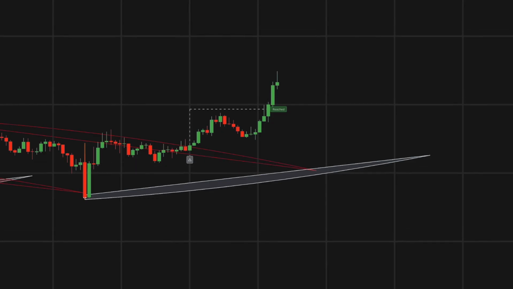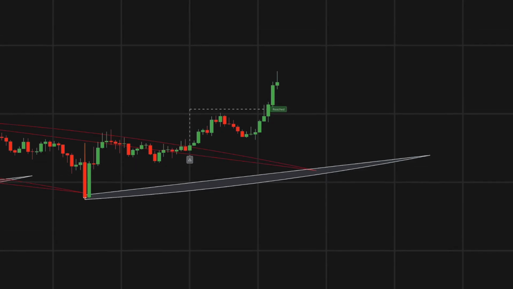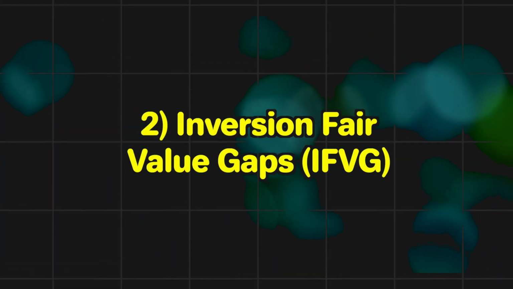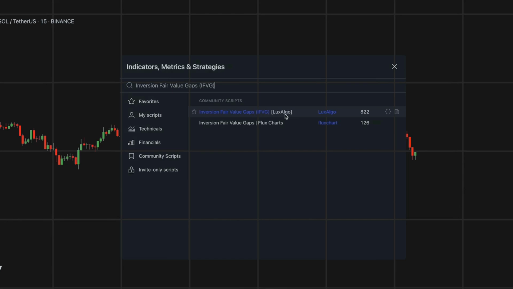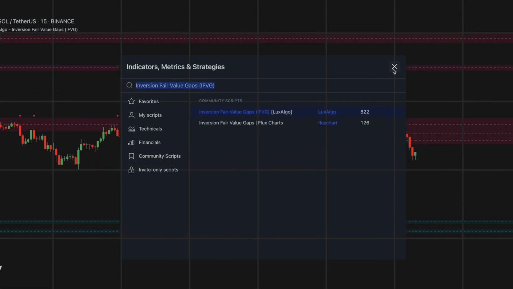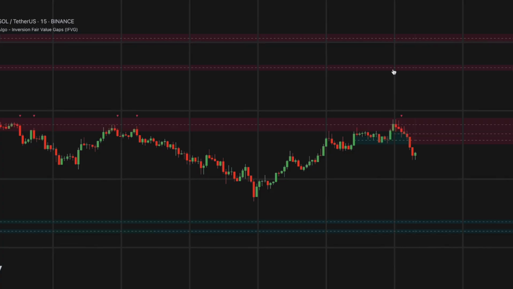If you think the indicators discussed so far are great, wait until you see the next tool. The second indicator on my list is called Inversion Fair Value Gaps by Lux Algo. This brand new script was published a couple of days ago. The trade entries this indicator gives are truly wonderful.